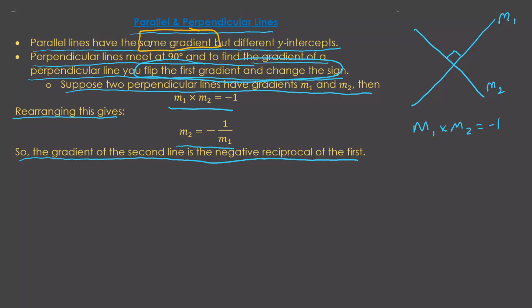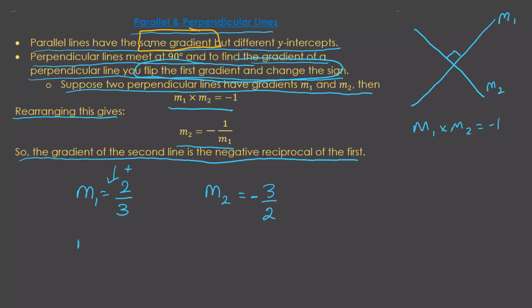So if you have a gradient of 2/3 for m1 and you want the perpendicular, what you're going to do is turn the fraction upside down and change the sign. This one was positive and therefore this one would be negative.